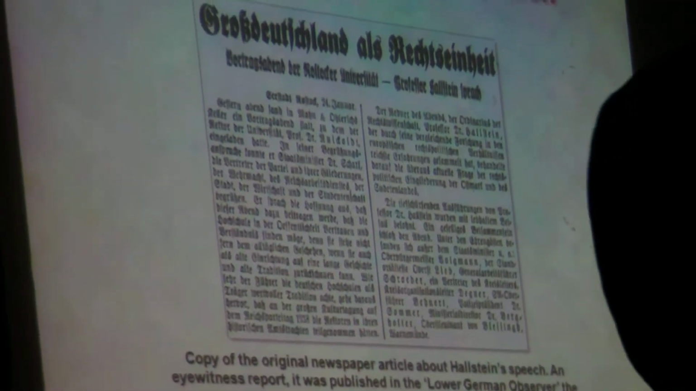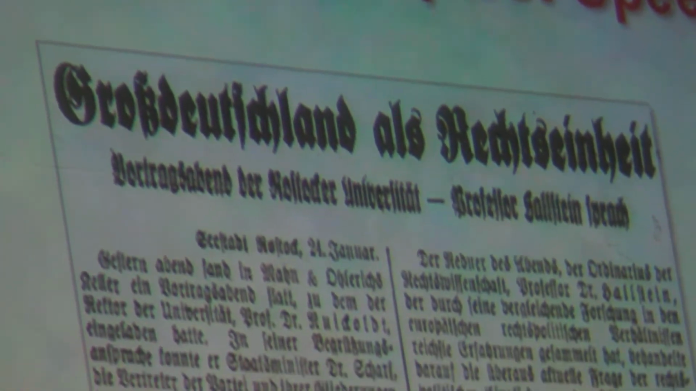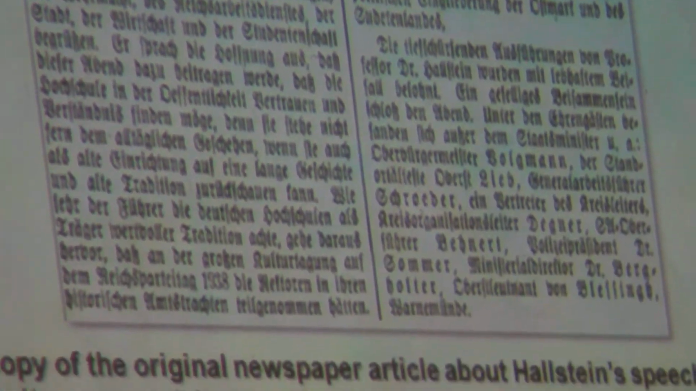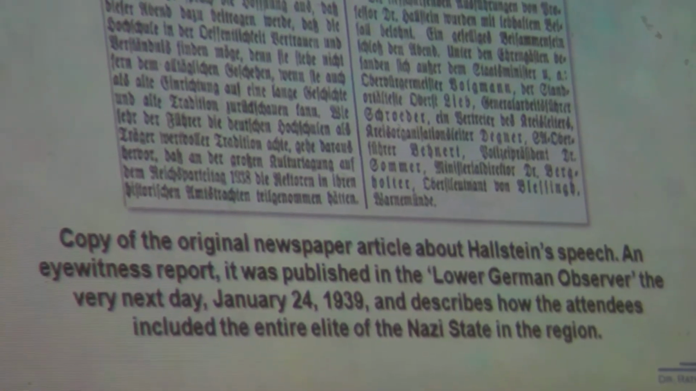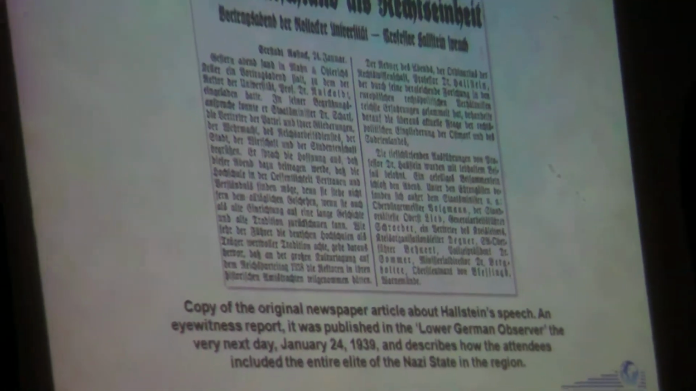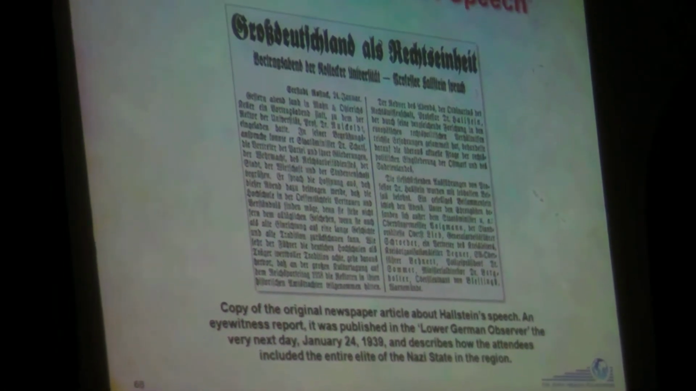Not just that, we have a copy of a newspaper article published in Rostock the following day. An eyewitness report, it was published January 24th, the following day. It describes how the attendees included the entire Nazi elite of the region. It confirms the date of the speech. It confirms the title of the speech. We also have a copy of the official invitation to the event, confirming the date of the speech, the title of the speech, the venue of the speech. So we know that Hallstein said these things.